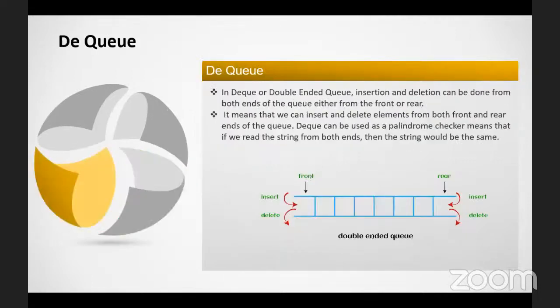Fine. There is another kind of queue that is called DEQ, nothing but double-ended queue. What is that? Double-ended queue. Okay, in the double-ended queue, insertions and deletions can be done from both ends. Either you can insert and delete at the rear end, and you can insert and delete at the front end also. Okay, that is the thing.